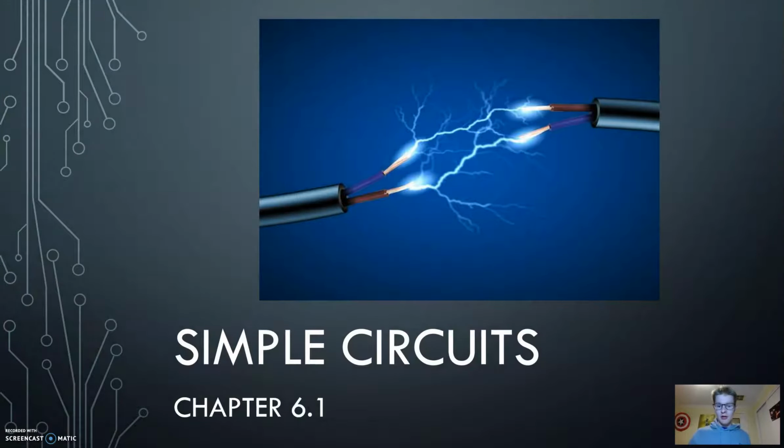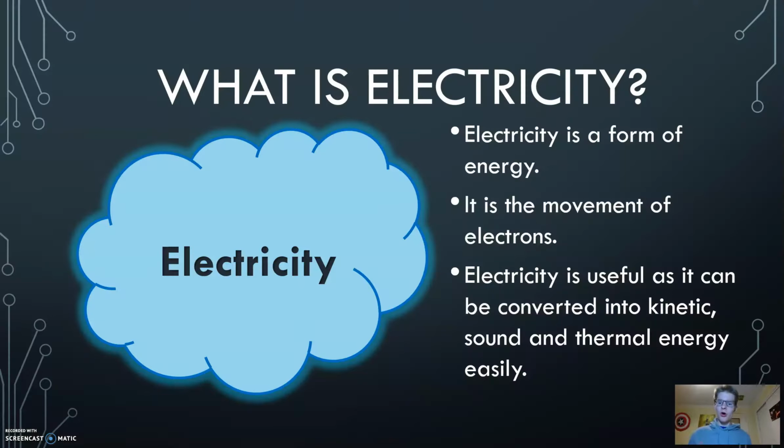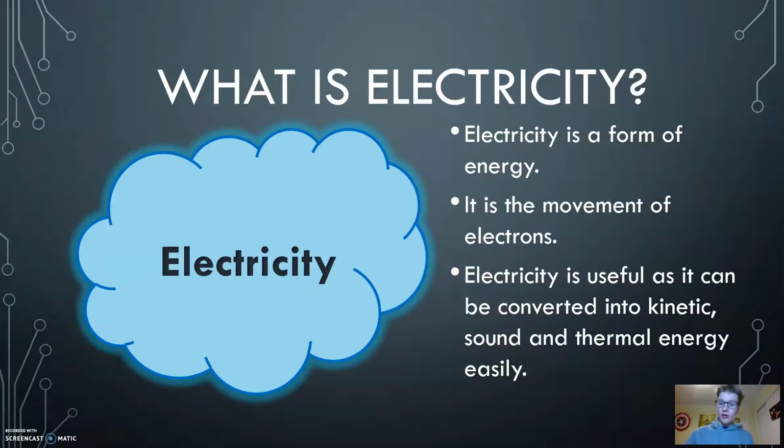So as you can see, we're starting with simple circuits. The first question that needs to be asked is, what is electricity? Electricity is a form of energy. We've got multiple different types of energy. We've got kinetic energy, we've got light energy. Electricity is another form of energy. The thing that defines electricity is that it's the movement of electrons.